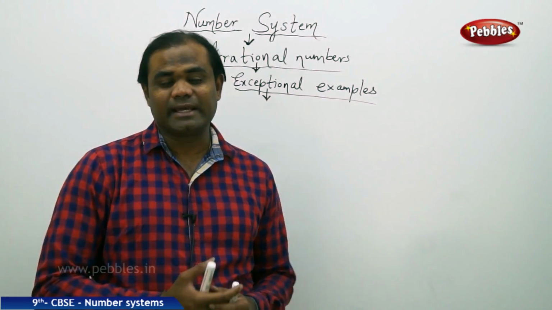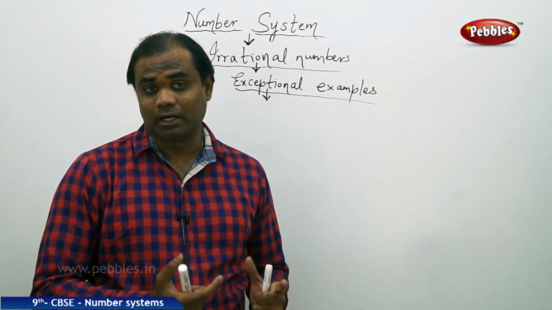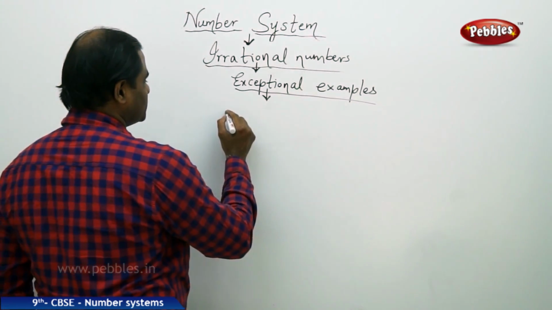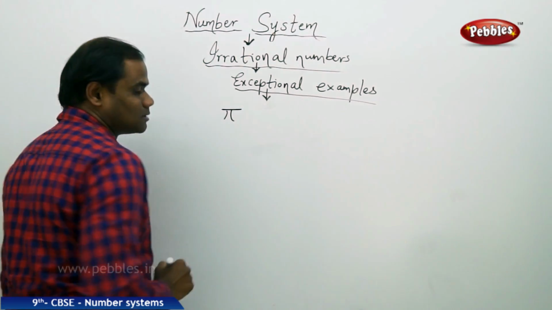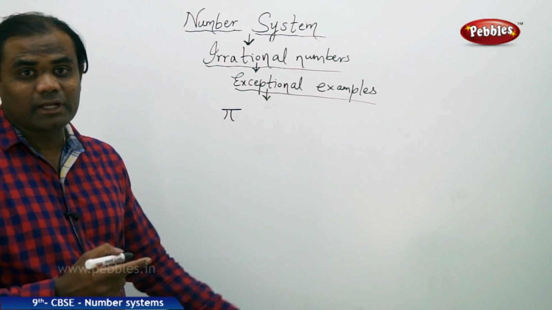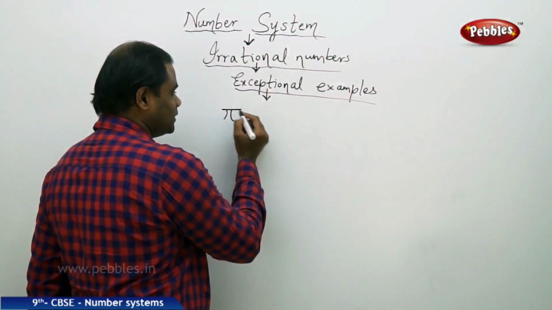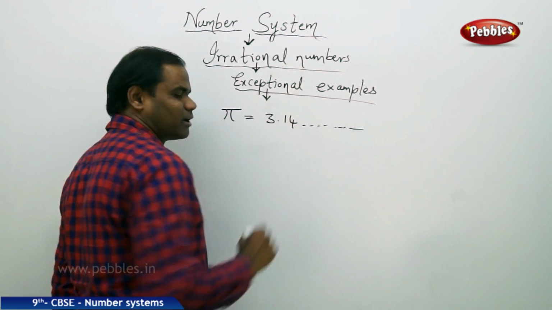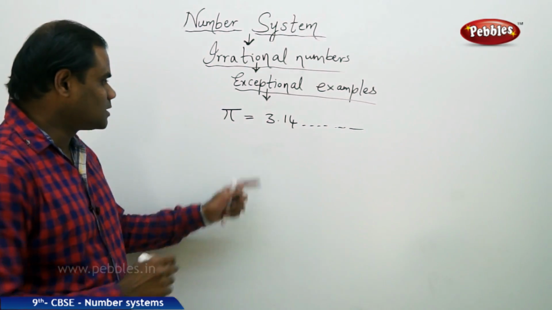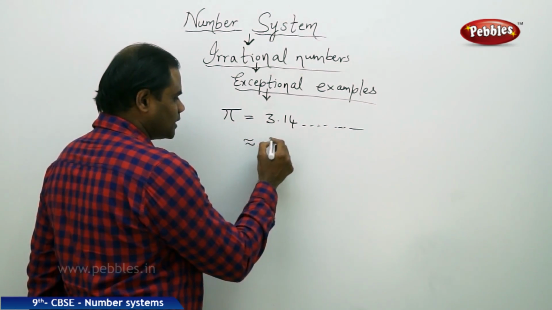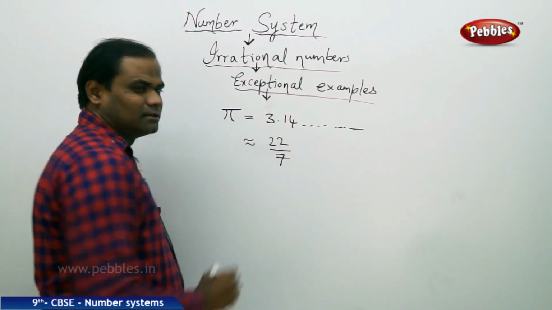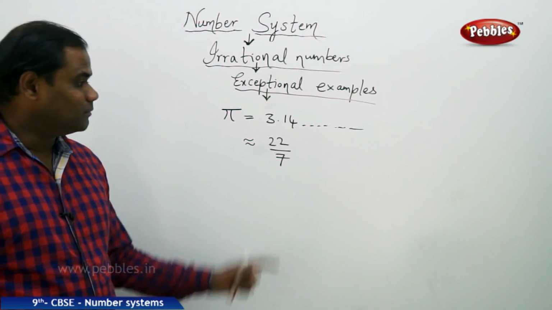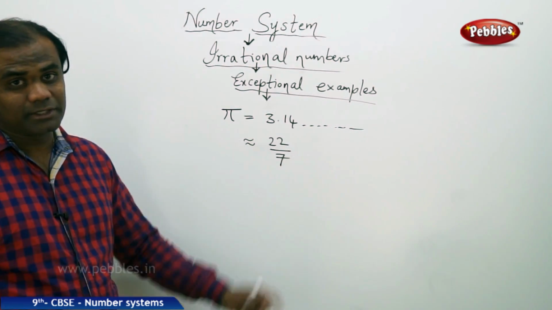So let's see what these exceptional irrational numbers are. For example, I take the most popular mathematical symbol, which is pi. We all know that pi has a specific value, that is 3.14, and it continues forever without ending. Now this approximately we take as 22 by 7. So pi is approximately 22 over 7, but let's see if this is a rational or an irrational number.